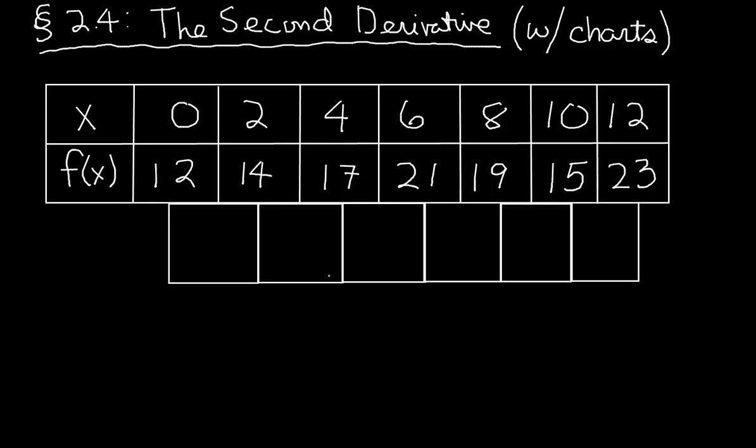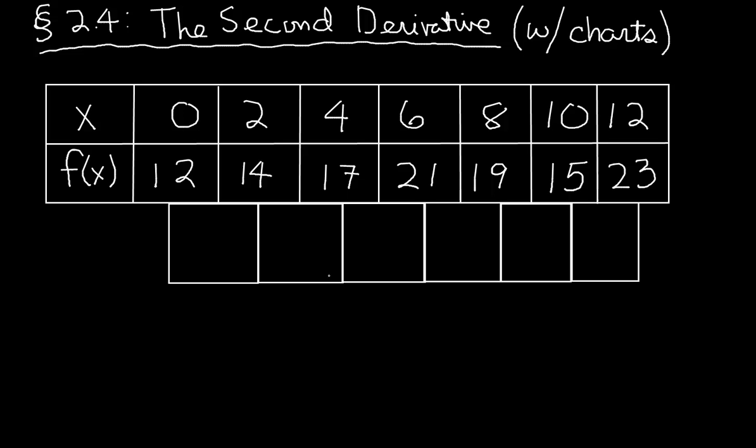In this video, we're going to review section 2.4 and the second derivative, but this time we're going to be given a function that's represented by a chart. And the goal here is going to be to find out where the second derivative, f double prime, is positive or negative. In order to do that, we're going to have to know what the first derivative is.